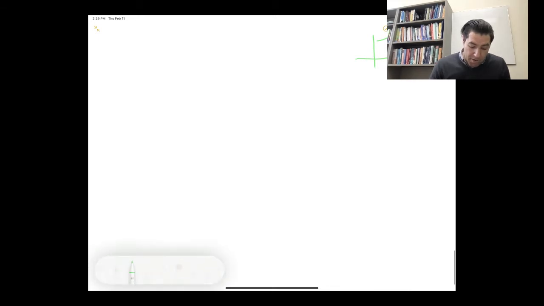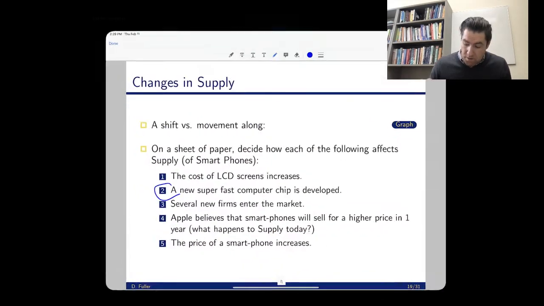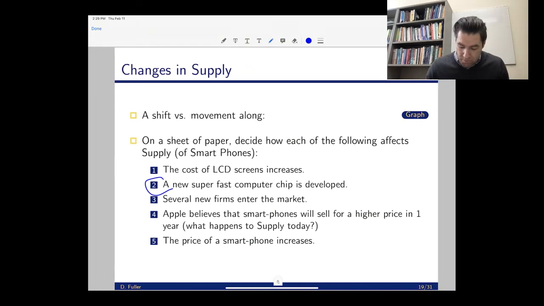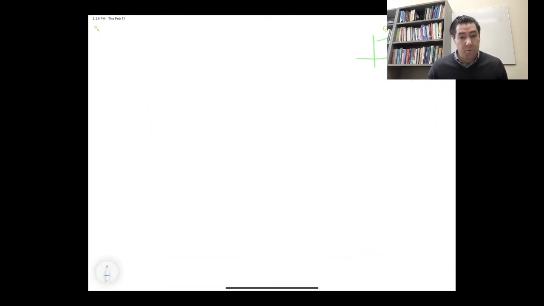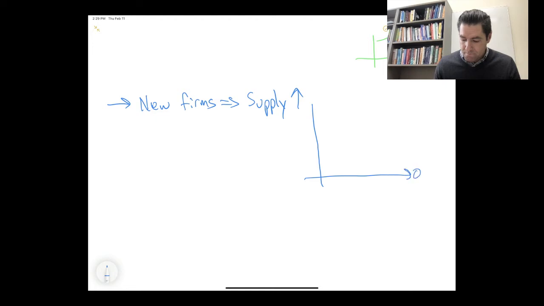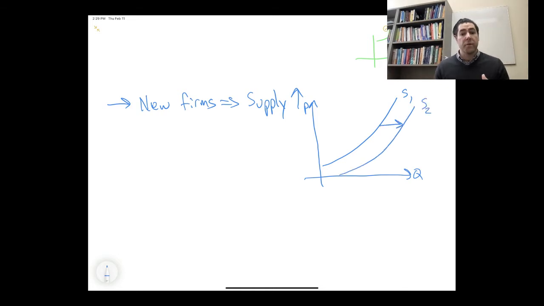Okay, so now let's come back to our next one, which is actually very straightforward: several new firms enter the market. Well, we know how market supply is derived from the individual supply curves, and so a new firm is going to increase the market supply. So new firms implies that supply is going to increase or shift to the right. Supply 1, supply 2. Those are new firms entering the market.